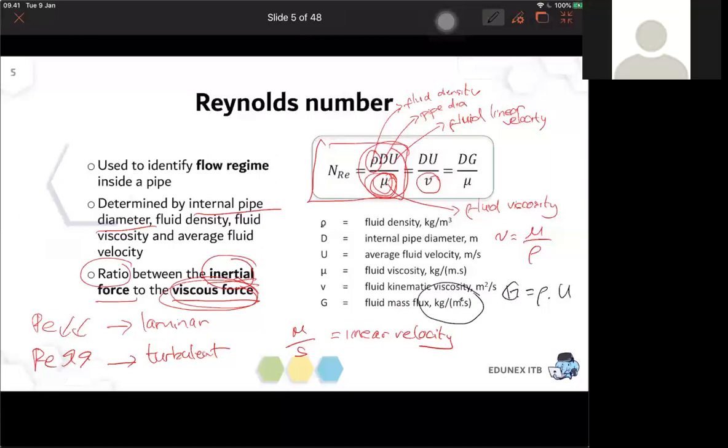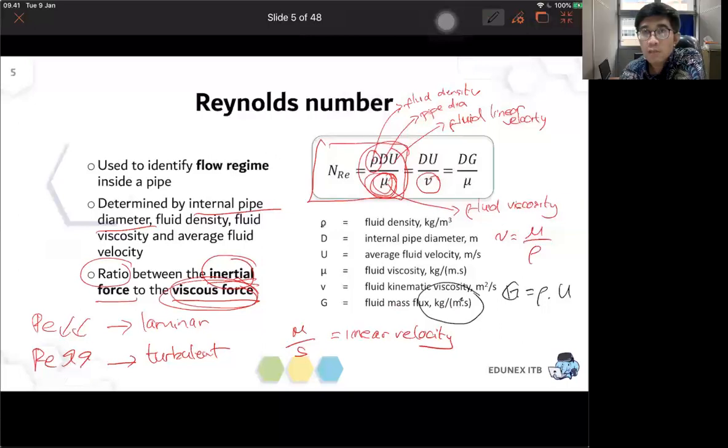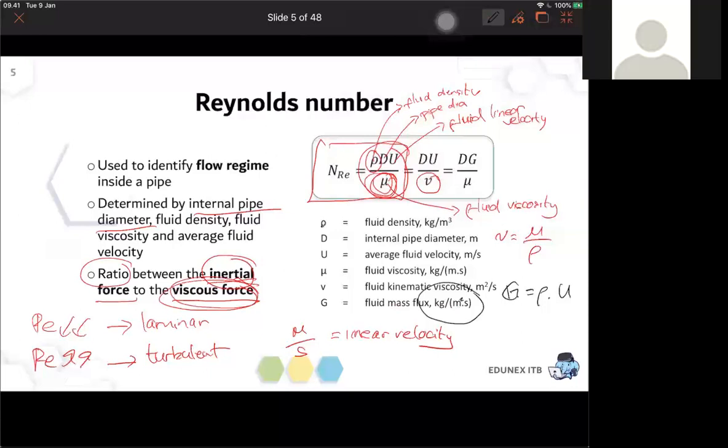Sir, what does mass flux mean, sir? It means, what do you mean? It means how you quantify the flow rate or any types of rate. In this term, it is mass flow rate divided by certain area. So it is normalized into certain area. I don't get it, sir.